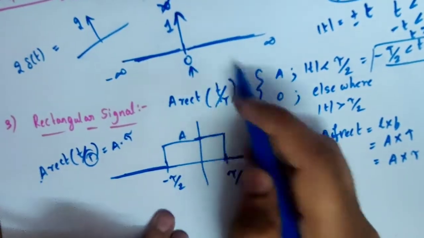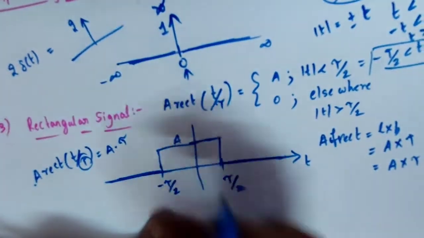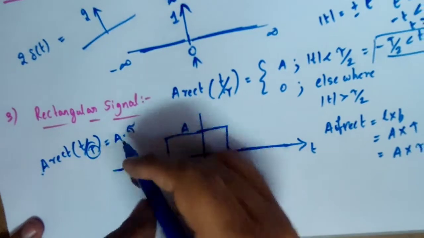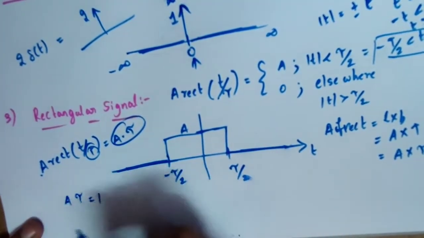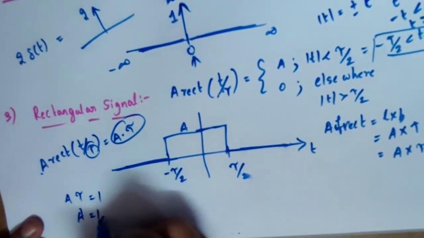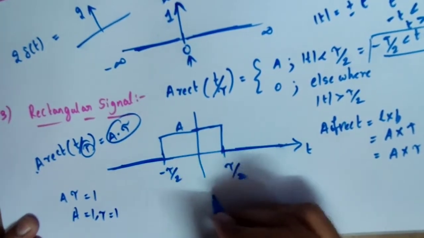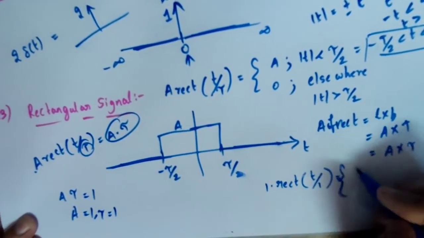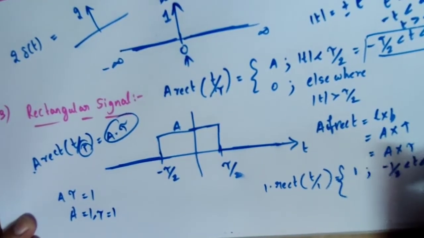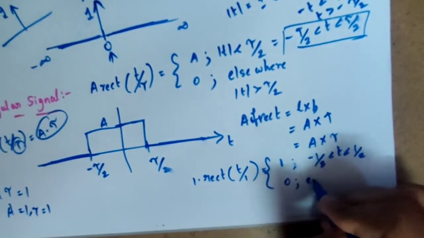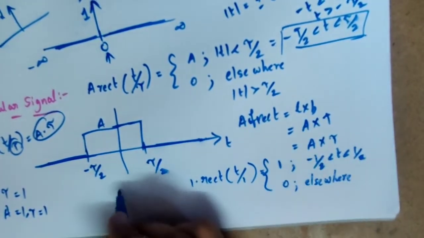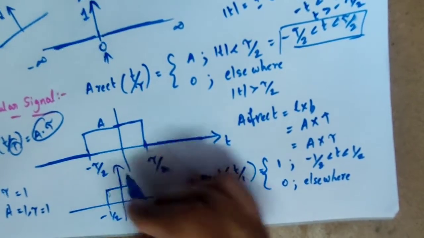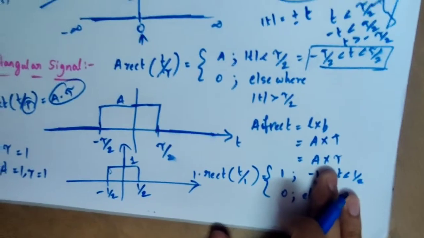So this is about a normal general rectangular function. How about the unit rectangular function? The unit rectangular function is nothing but a rectangular signal whose area is 1. So A into tau must be equal to 1. How is this possible? When A is equal to 1 and tau is equal to 1. That implies 1 into rect of t by 1 is equal to 1 for minus 1 by 2 less than t less than 1 by 2, and 0 elsewhere. So how will it be drawn? It will be drawn like this. This is minus 1 by 2, this is 1 by 2, and this is 1. Okay, this is our rectangular function and unit rectangular signal.